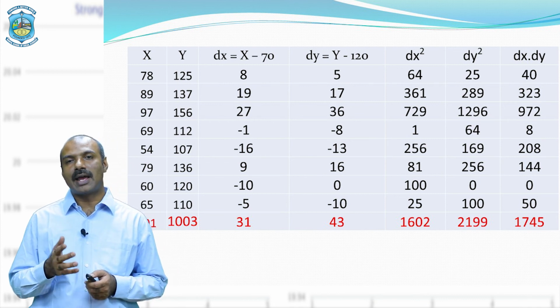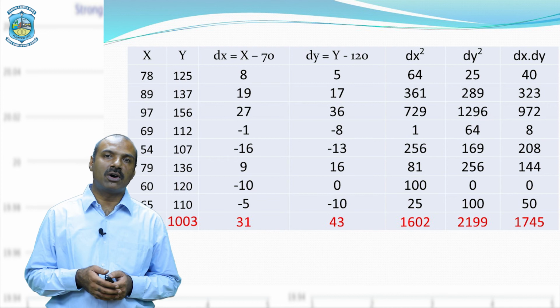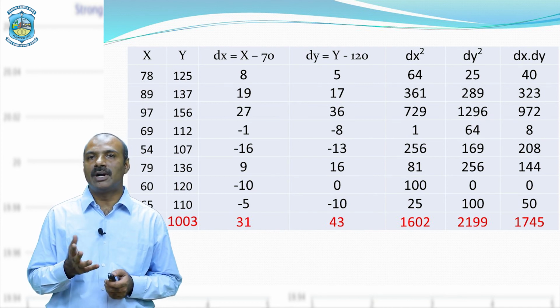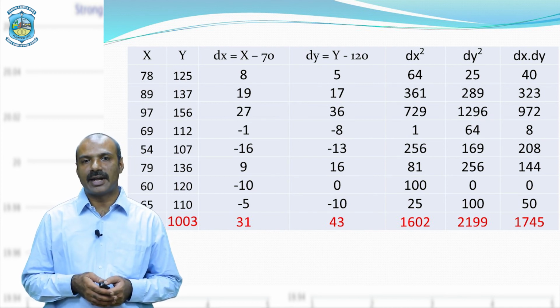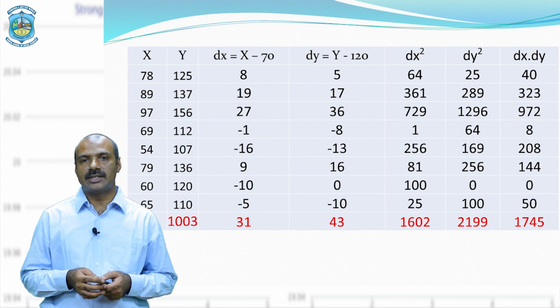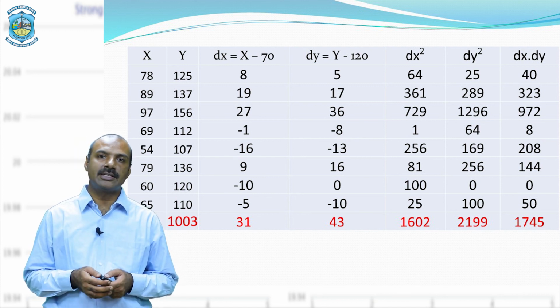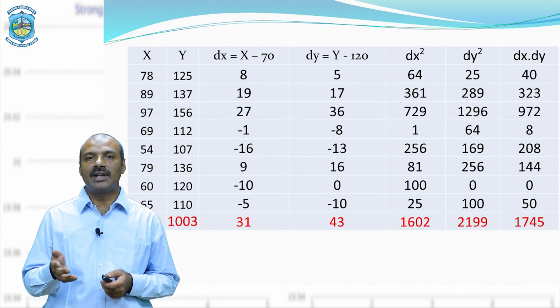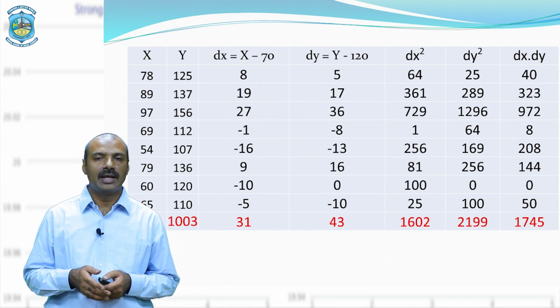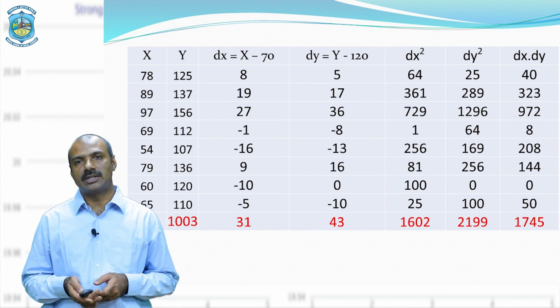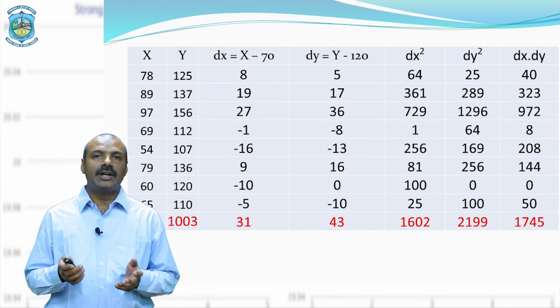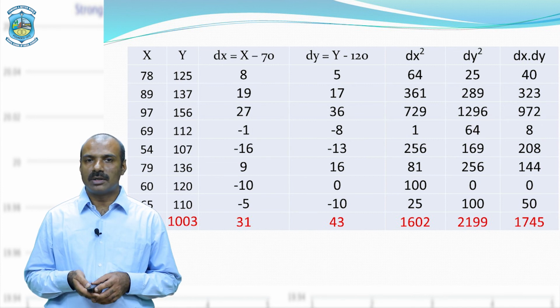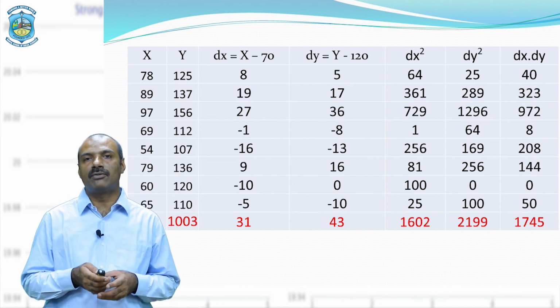The last column, as we can see, is the product of dx and dy. So we have to multiply the corresponding values of dx and dy. The first value under dx is 8, the first value under dy is 5, so their multiplication will be 40. Likewise, we can find out the product of dx and dy. In the end, we have to find the summation. After calculating the summation of all these columns, we have to substitute these values in our formula.